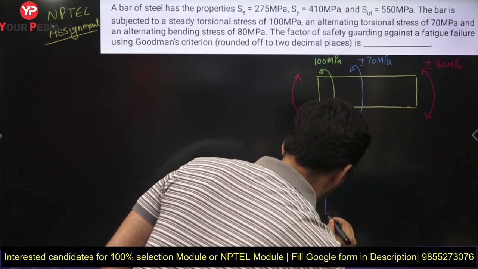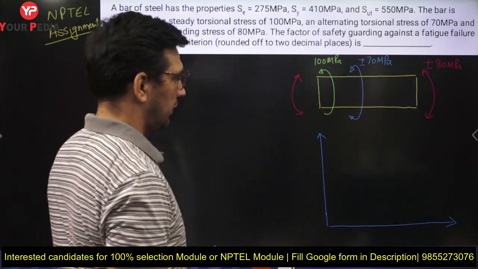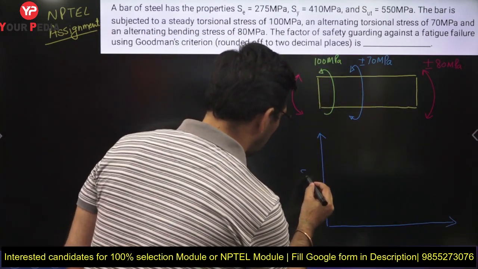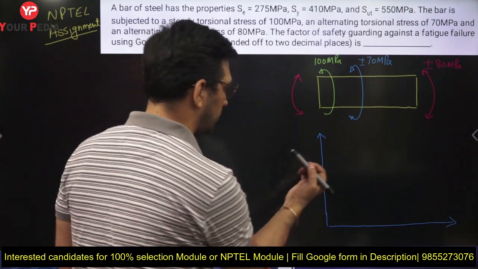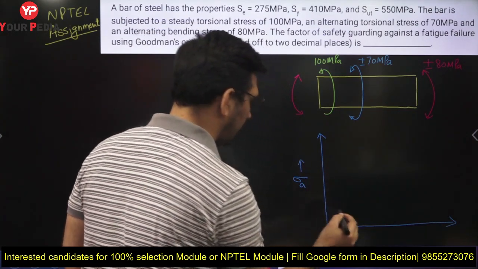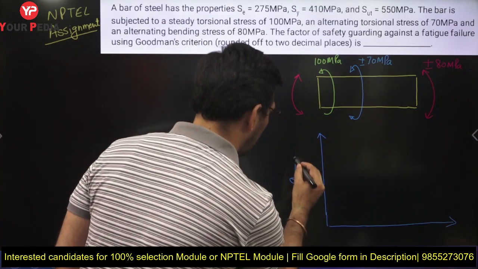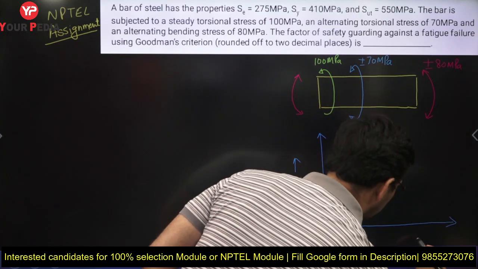So I am drawing that one for that. Let us say on one axis you have the stress amplitude, and on the other axis you draw the mean stress.